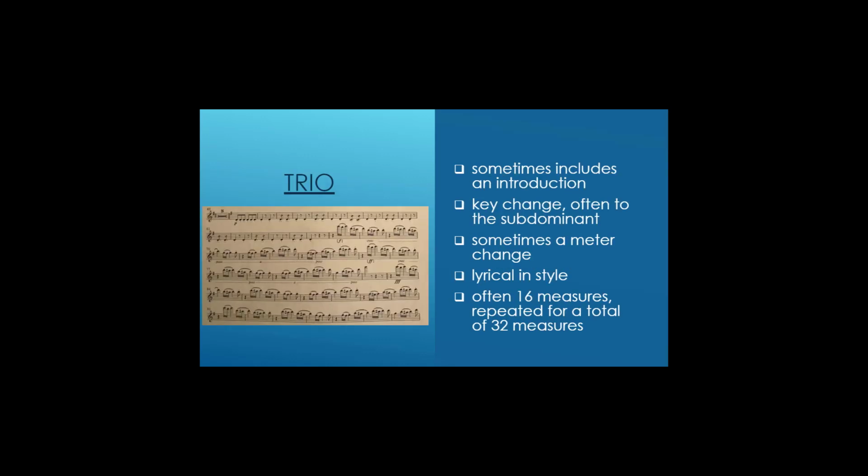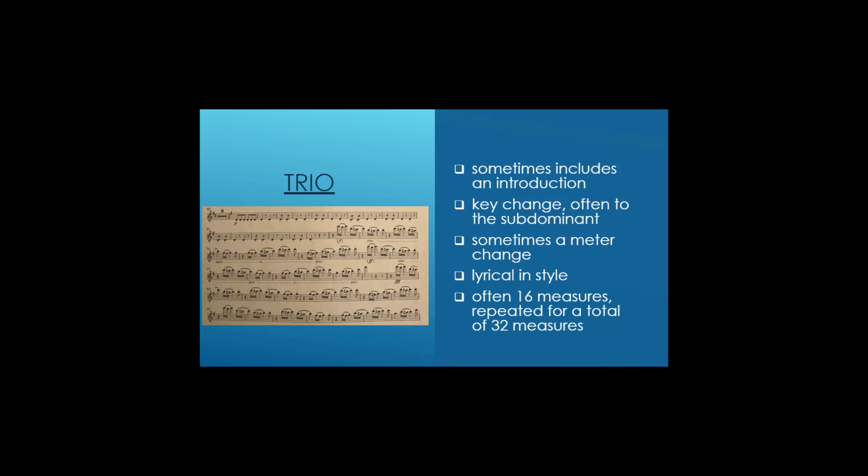The next part of the march is called the trio. This sometimes includes an introduction. Actually, you can see here in this march, there's an 8-bar drum introduction to the trio. We're not going to be listening to that today, but it does sometimes happen. There is always a key change. So here we have 2 sharps and next we have 1 sharp. It's usually to the subdominant. Sometimes there's a meter change.